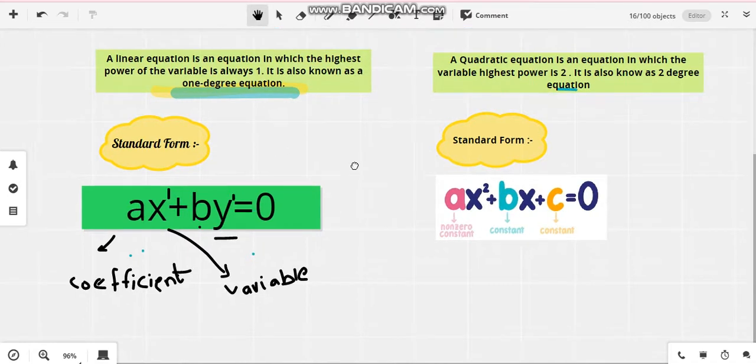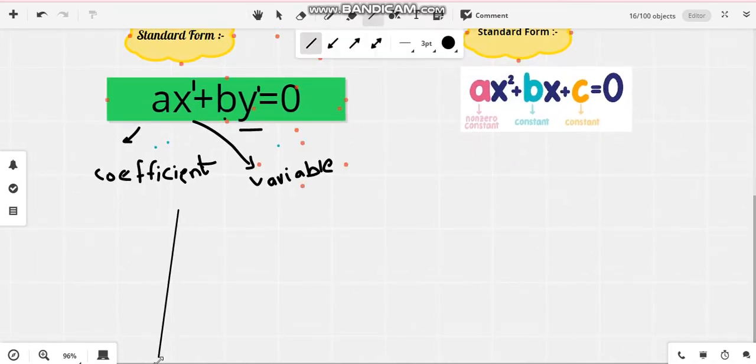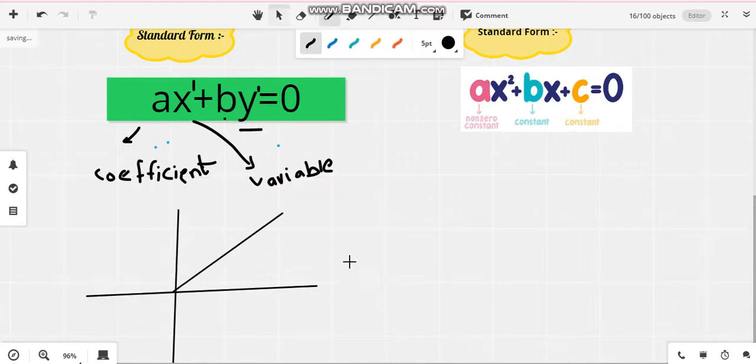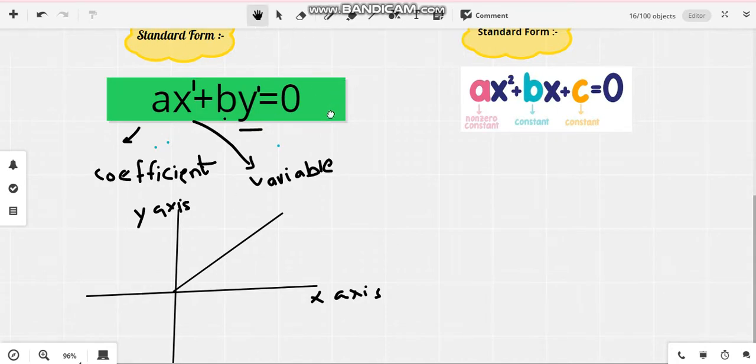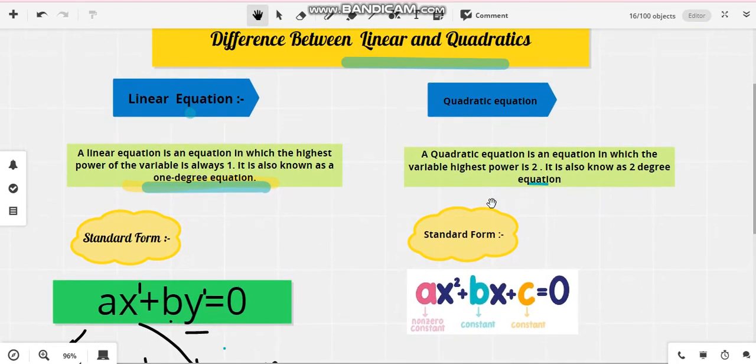And whenever we make the graph of a linear equation, it will always be a straight line graph. If I draw a line, you can see that this is a straight line graph. This is the x-axis and this is the y-axis. This is the main information about the linear equation. Now, how is the linear equation different from the quadratic equation?